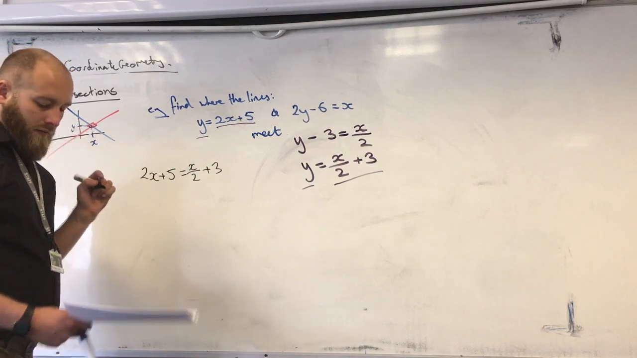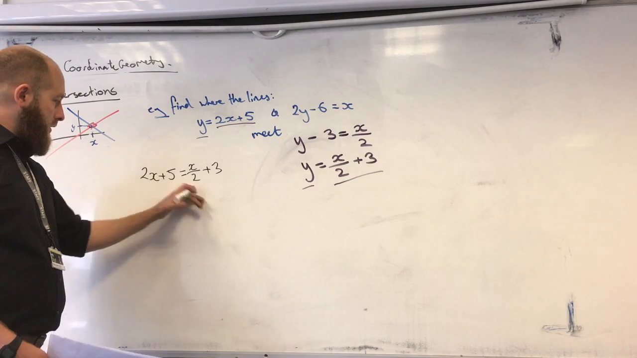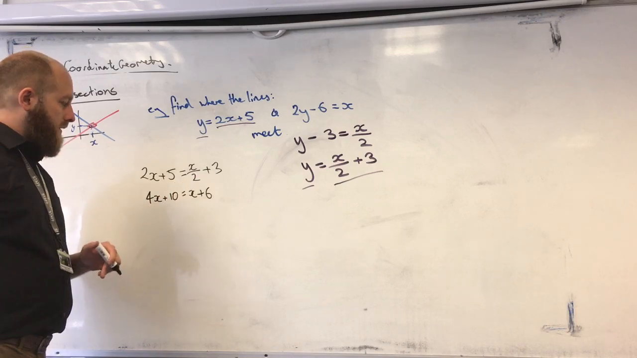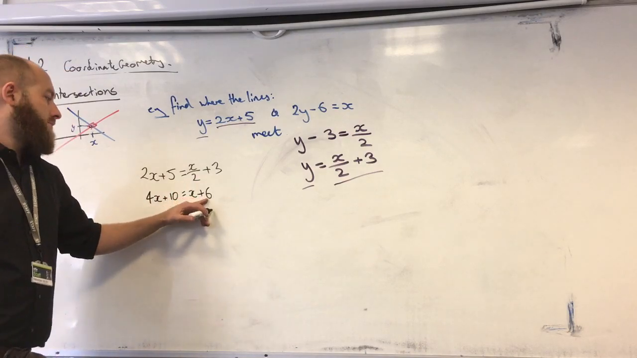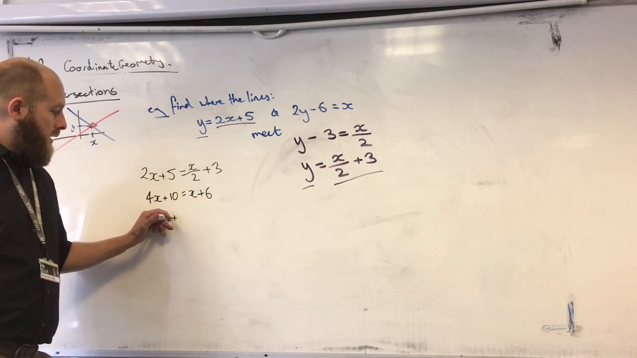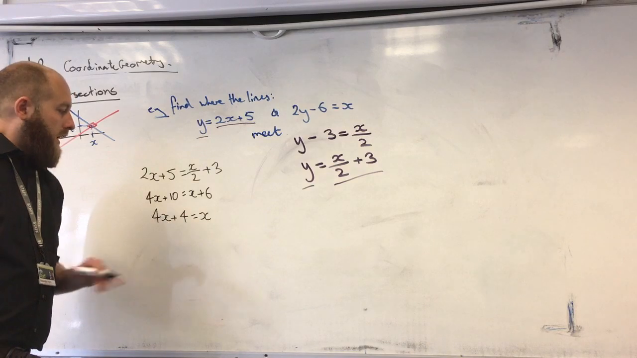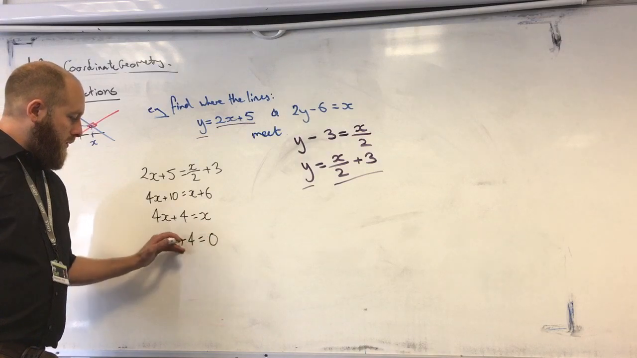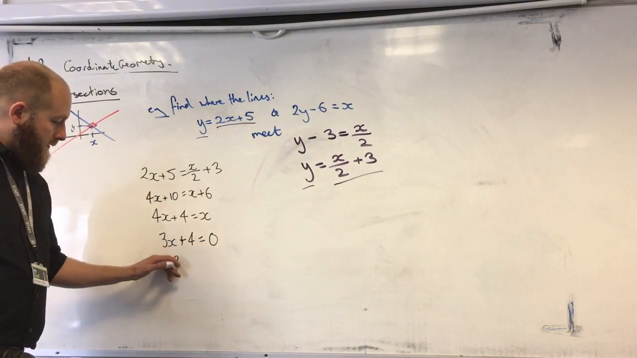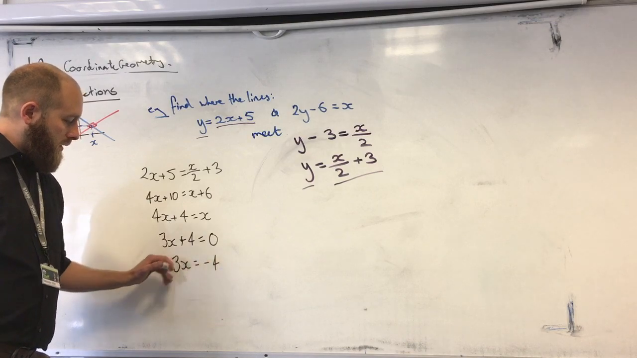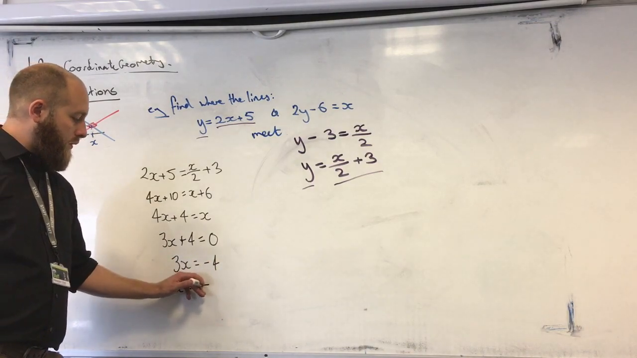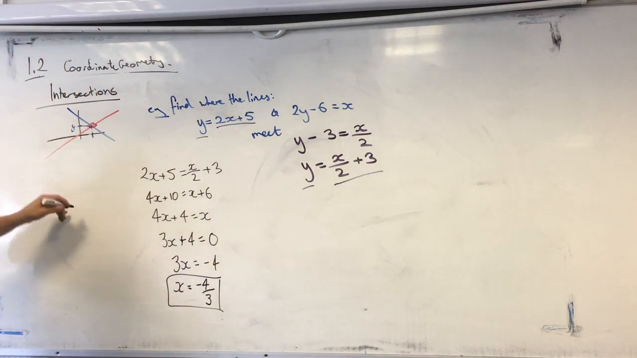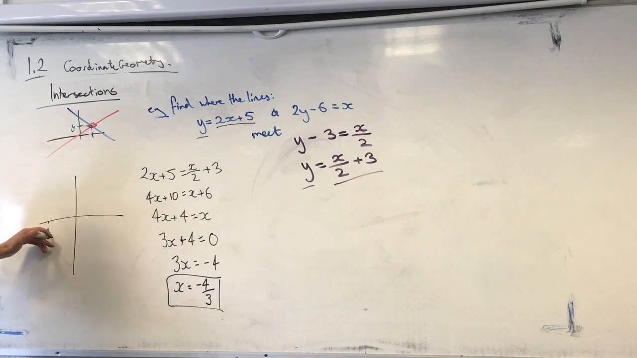So if I start off by timesing everything by 2 to get rid of this fraction here, we get 4x plus 10 equals x plus 6. I can then subtract 6 from both sides, so we get 4x plus 4 equals x. I can then take an x from both sides, so 3x plus 4 equals 0. Take the 4 from each side, so 3x equals minus 4. And then divide by 3 to get x is minus 4 over 3. So I know when they meet, the x value is minus 4 thirds.